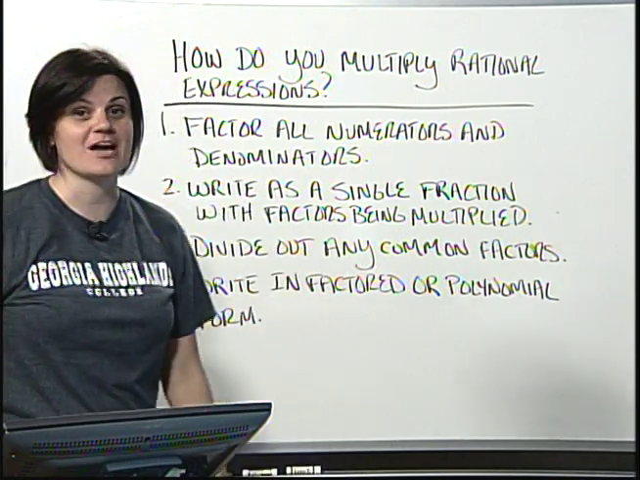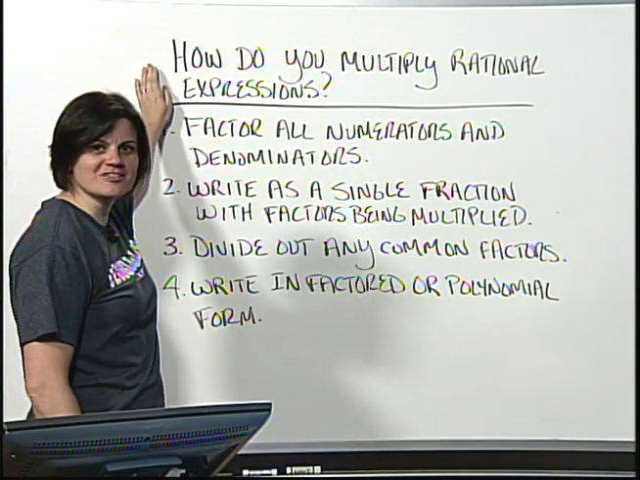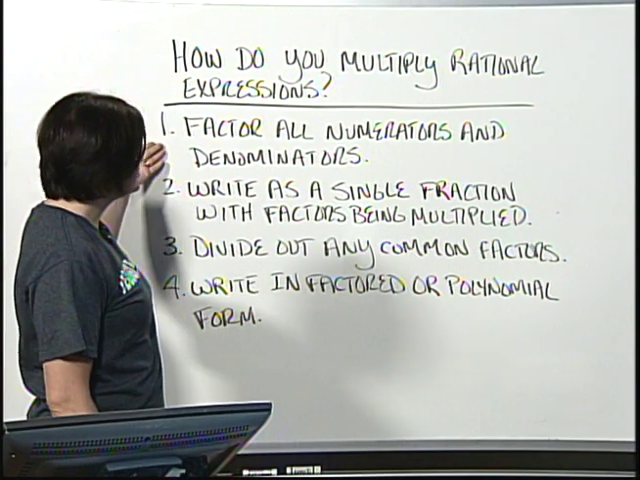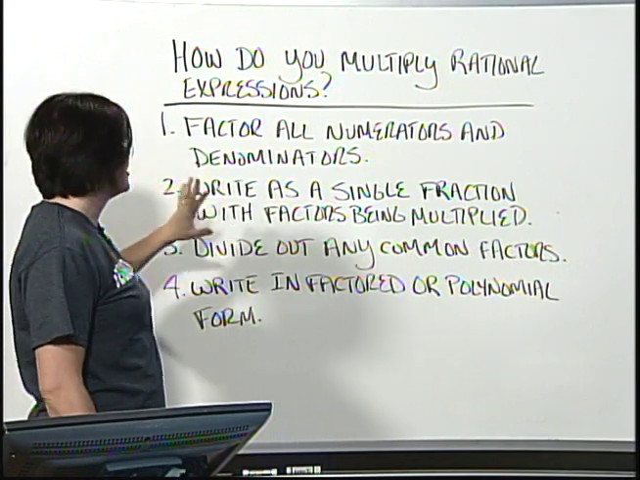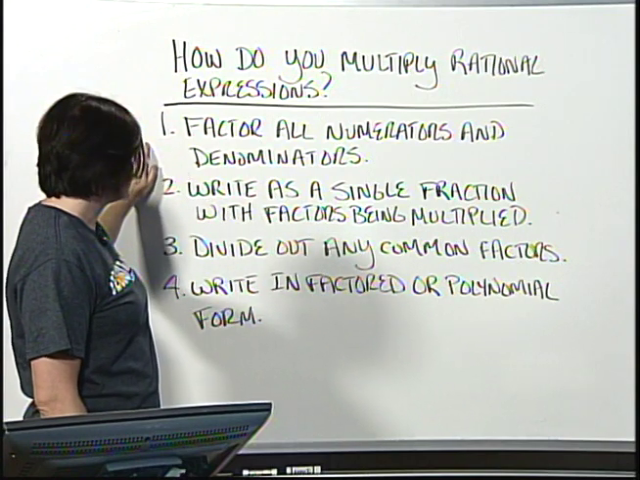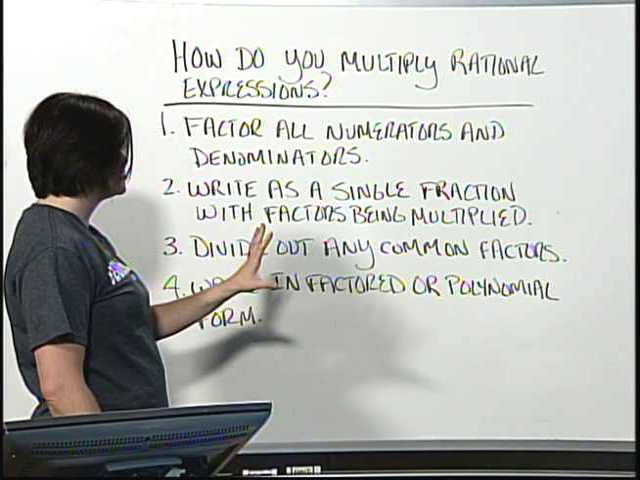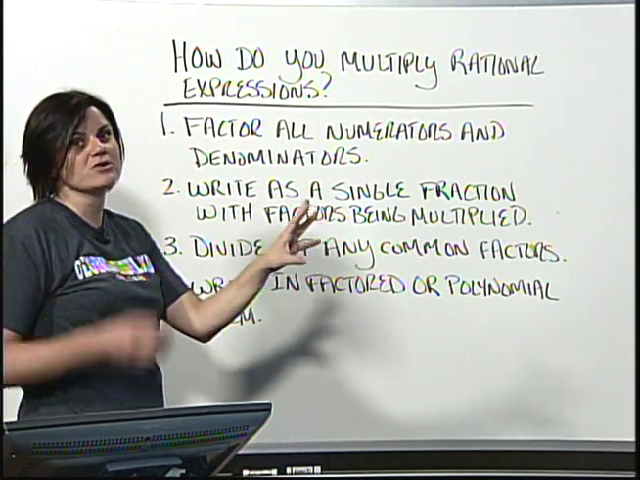In this video segment, we'll be answering the question, how do you multiply rational expressions? Well, the first step is to factor all numerators and denominators in your product. Secondly, you're going to write it as a single fraction with all of the factors being multiplied.